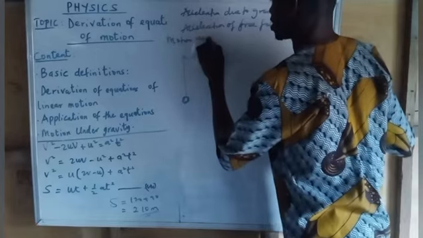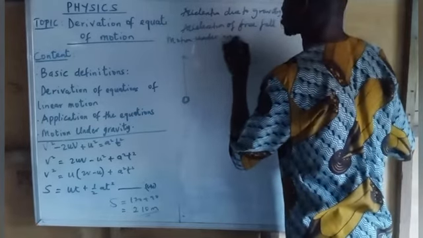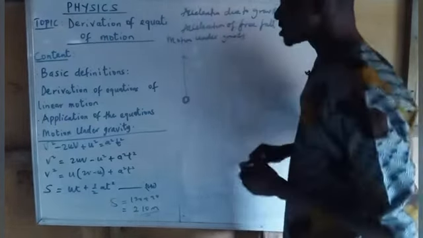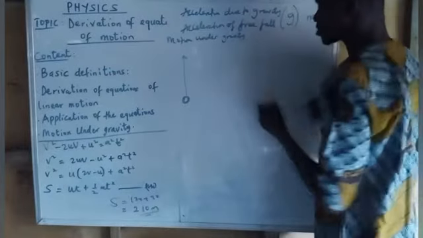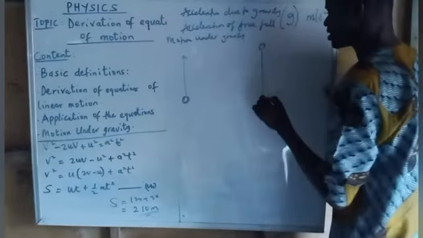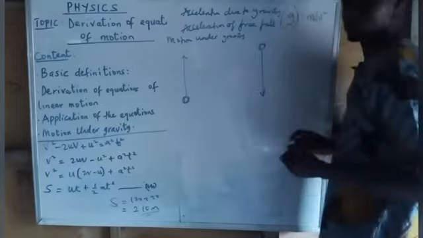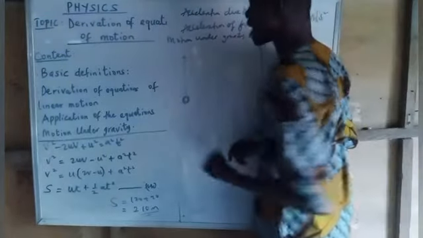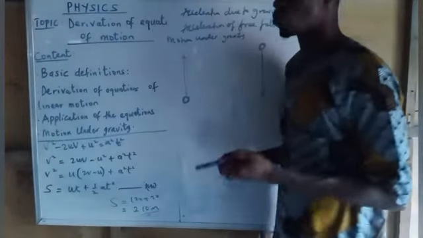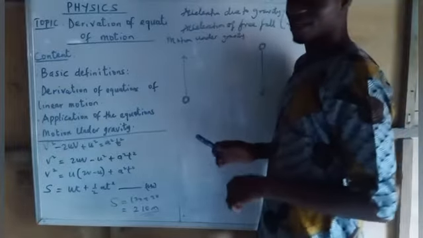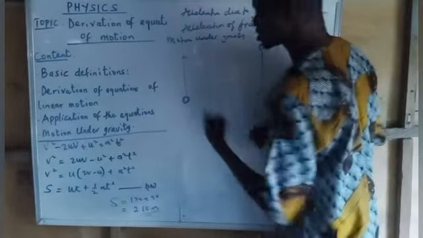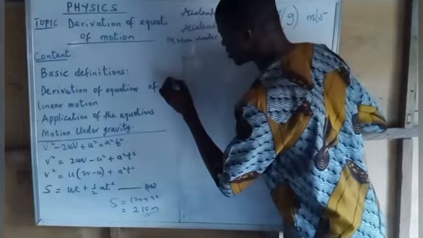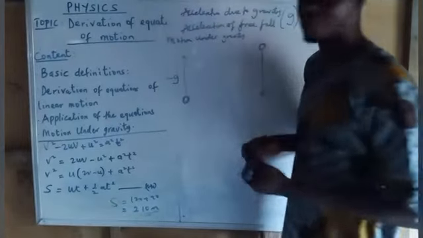Motion under gravity. If an object is ascending, that is moving upward, that is the first scenario. The second scenario is if an object is descending or falling. When an object is ascending, it is working against gravity. And when you say something is against, it means it is opposite, that is negative. So here we are going to have negative gravity.